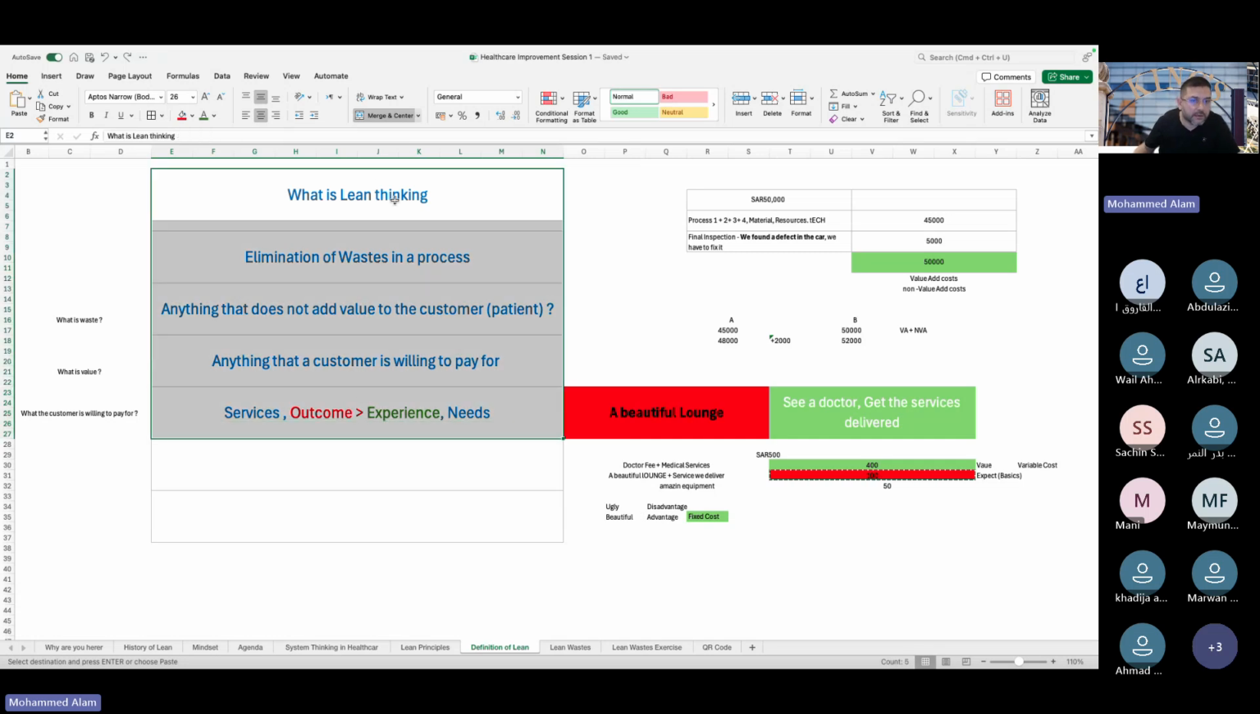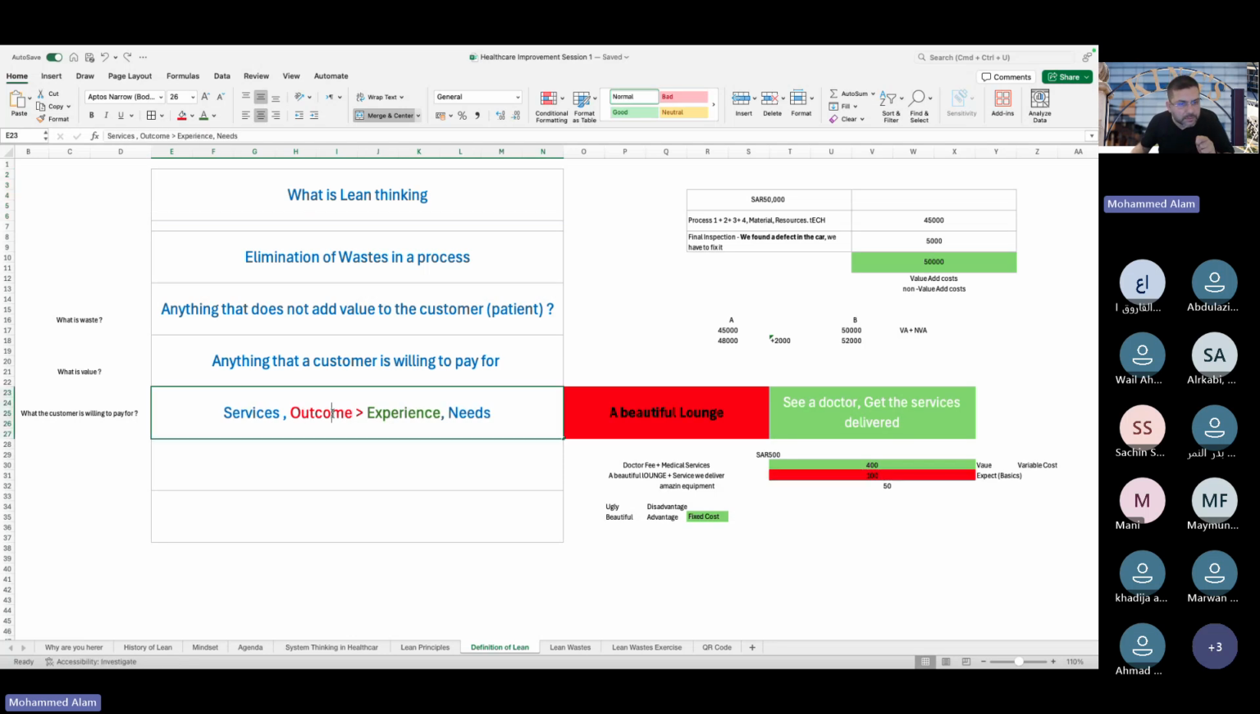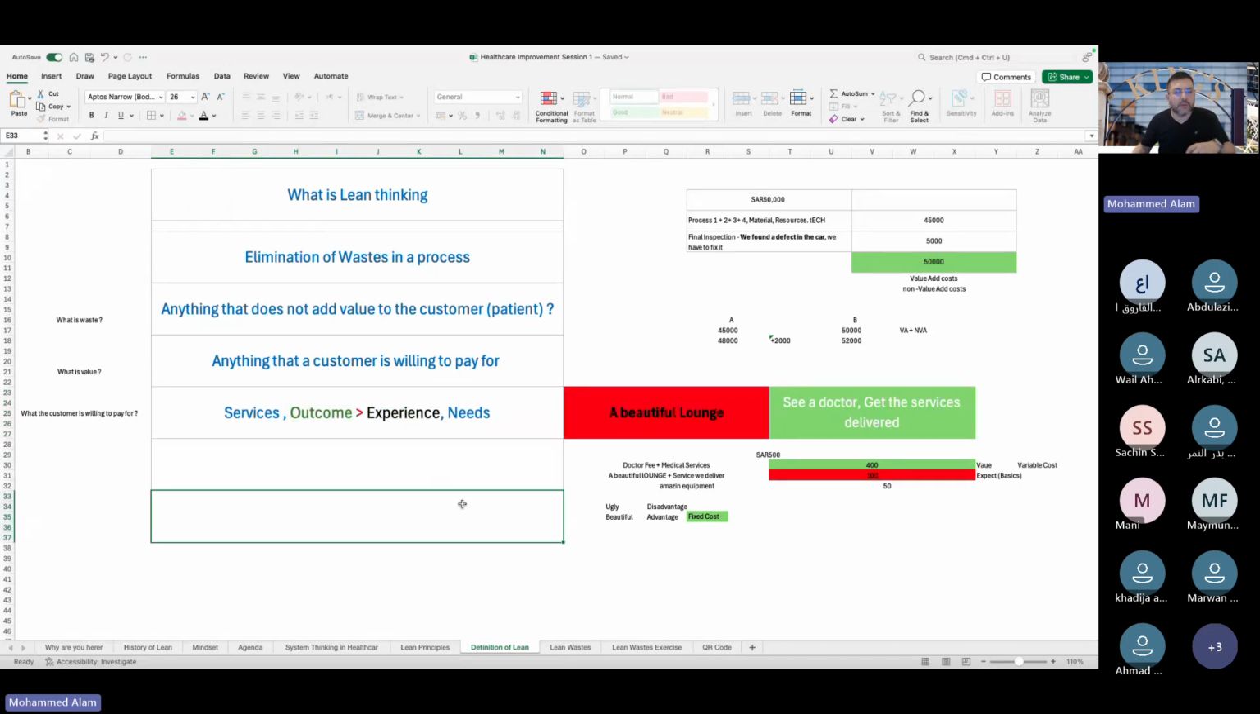What is lean thinking? Lean thinking is the elimination of waste in the process. What is waste? Anything that does not add value to the customer. What is value? Anything that a customer is willing to pay for. What is the customer willing to pay for? Willing to pay for services, outcomes, experience and other needs. But outcomes is the first thing that comes to the patient's mind. So this is how we need to think from the patient's point of view.